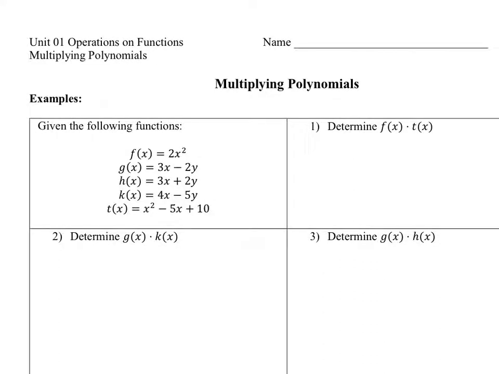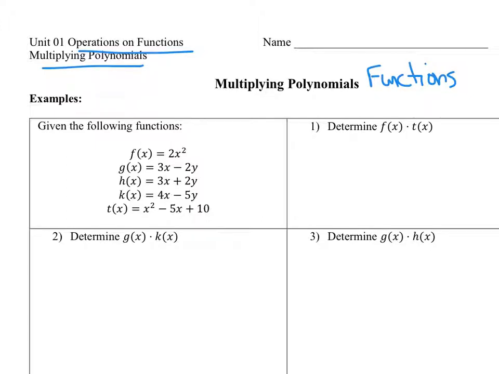All right, so we're continuing our unit on operations of functions and multiplying polynomials. So we are multiplying polynomial functions. When we multiply polynomial functions, we use our exponent rules. So that's how this is going to be. What we did before is going to be useful now.